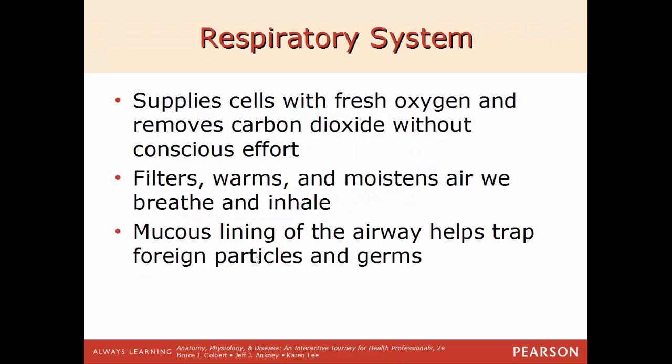The respiratory system will supply the cells with fresh oxygen that your cells have to have in order to function, and it will get rid of carbon dioxide also, because carbon dioxide is toxic to your body. The system will also warm, filter and moisten the air we breathe. The mucus lining of the main airway will help to trap things that shouldn't be going into your lungs. That's why you have hair in your nose. That's why you have a mucous membrane lining in the nasal cavity, to trap the larger particles and bacteria from even getting into your lungs.